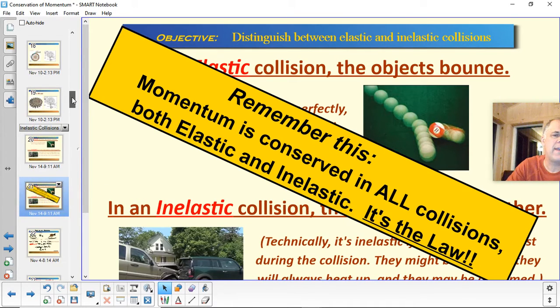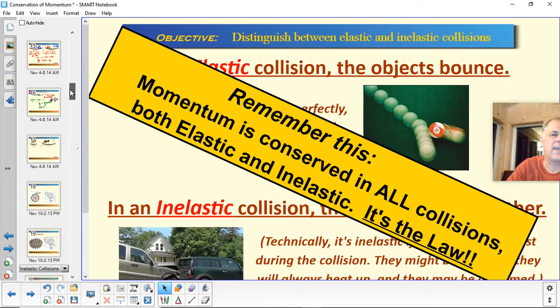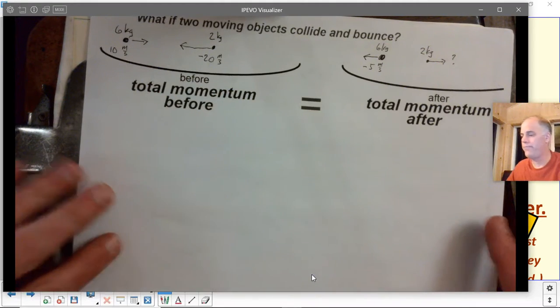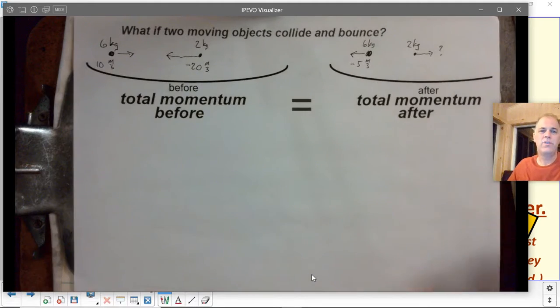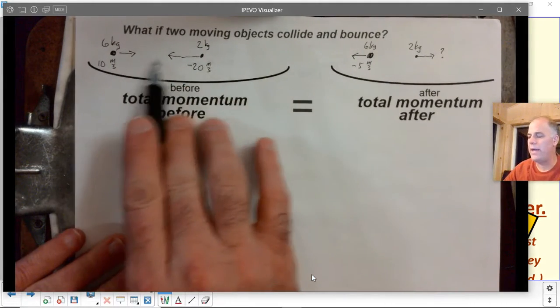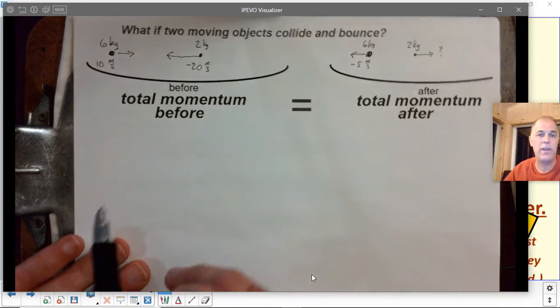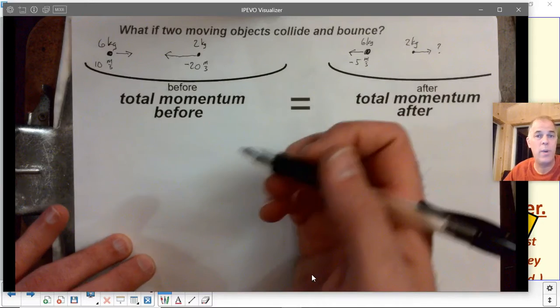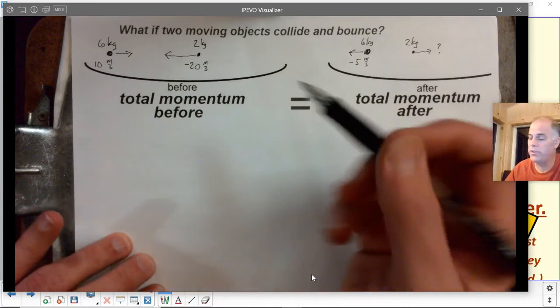Okay, so first let's look at an elastic collision where two objects bounce. Let's just go straight to the clipboard here. Suppose we have an elastic collision where two objects are flying together and they bounce off each other and go their merry way. How can we use the conservation of momentum equation to figure out what's going on?